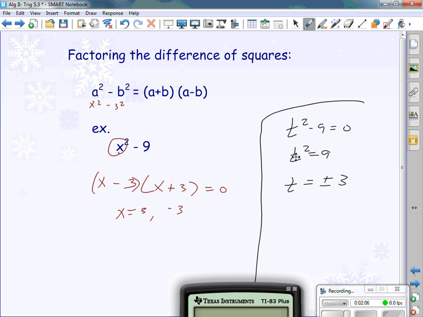Instead of having to do the work, if you see a problem like x squared minus 36, can I pull anything out? No. Can I take the square root of the first term? What's the square root of x squared? X. 6. Automatically, because it's a negative in the middle, x plus 6, x minus 6. I don't have to sit and think of what times what.